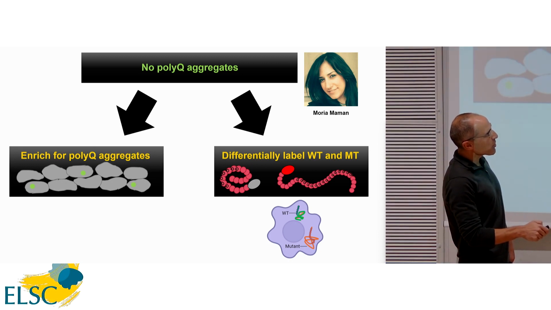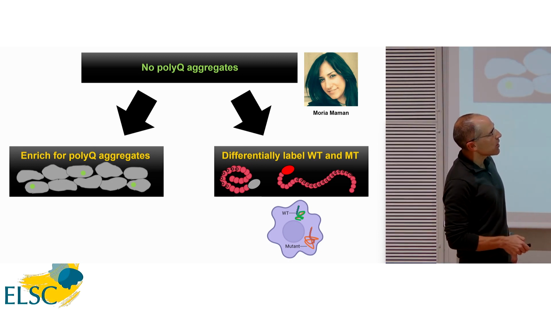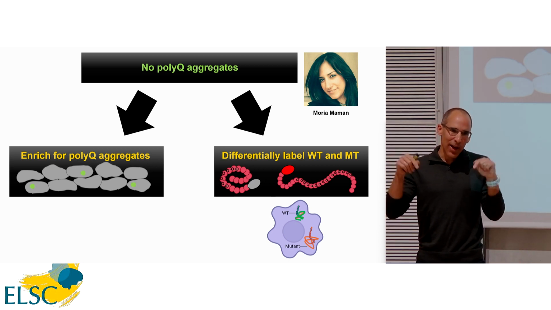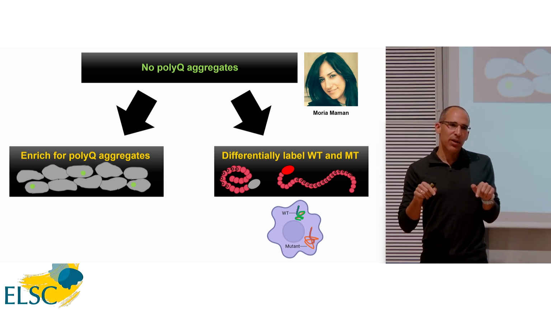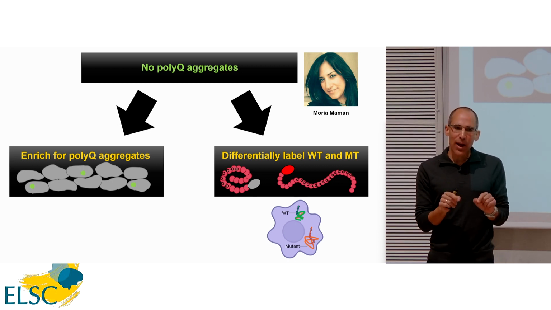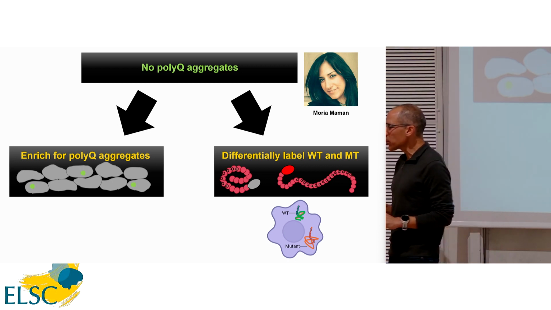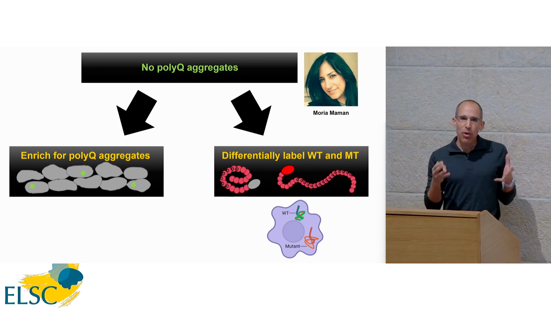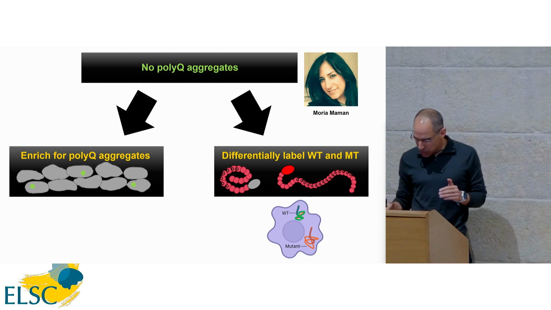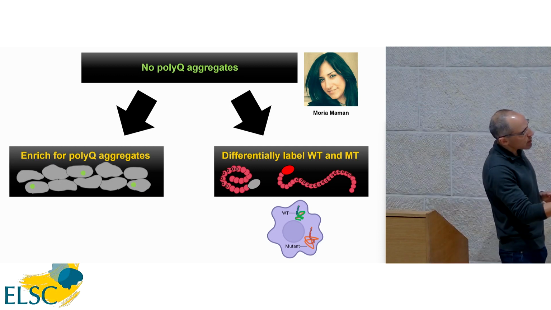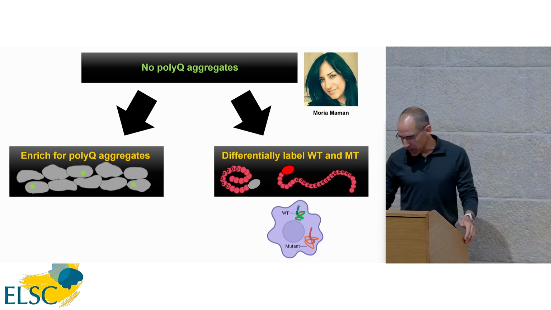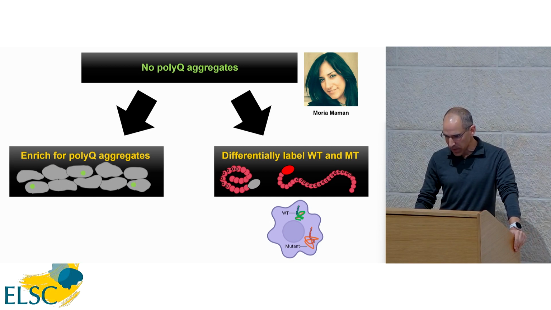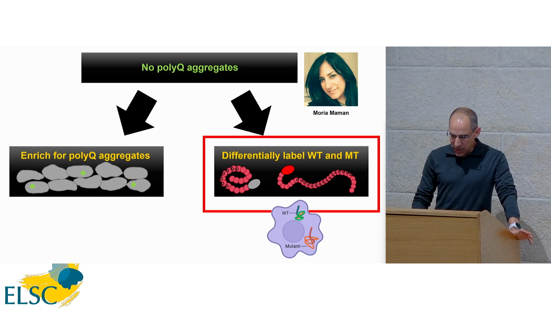Okay, so we took two approaches. One was Moria's PhD, which was to actually go back to the cells and try and label endogenously both the wild type and the mutant HTT proteins with two different fluorescent tags. So we'll be able to monitor and track both endogenous proteins, and the other one is actually enriched for polyQ aggregates. This is Wala's PhD, and I'll go back to it in a few minutes. So we'll start with this.